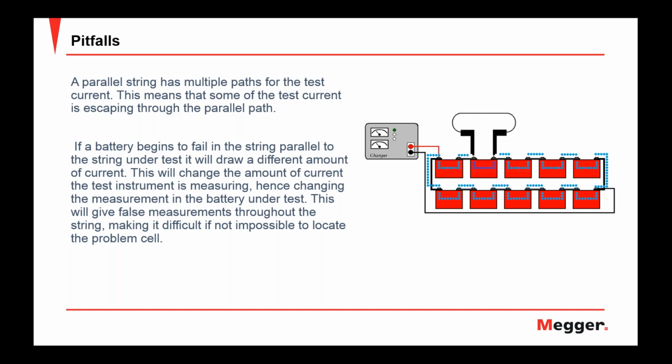This is why IEEE recommends segmenting the strings so that you can get true readings. Because if you have one battery that goes bad, it's going to change the reading on every battery in the string because it will change the current going through them. So you'll never isolate that battery without segmenting the string.